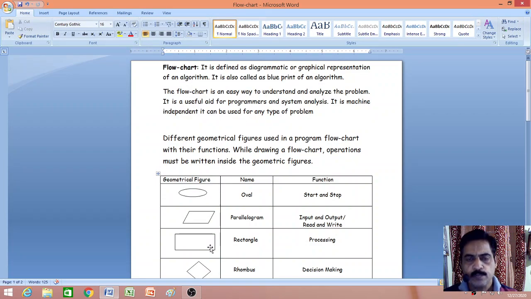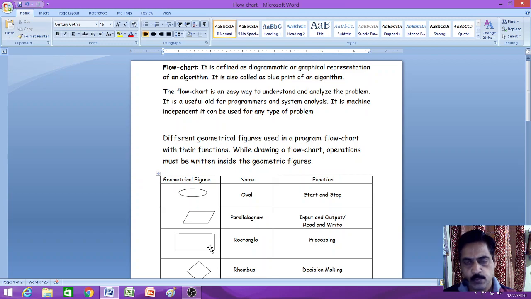In this video, I am going to explain about the flowchart. What is a flowchart? What are the symbols used in a flowchart, and how to draw a flowchart for a particular problem? Flowchart, as we know, is the second stage of programming.